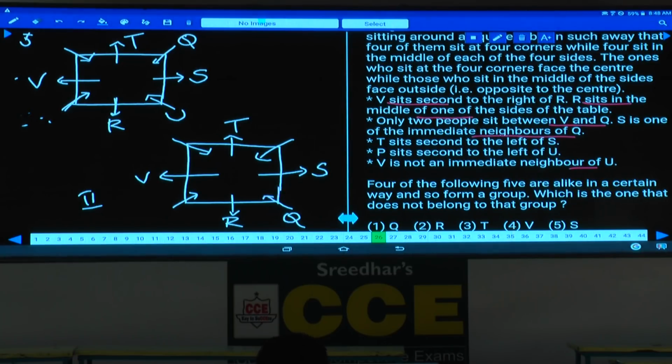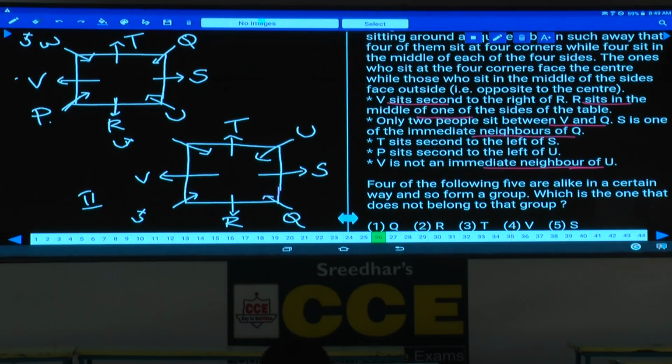Then P sits second to the left of U is valid. P will be here. If P is here, then who is the person left over? P, Q, R, S, T, U, V, W will be here. Then coming to this one, who is the person here? U. And V is not an immediate neighbor of U. U cannot be at this place, U cannot be at this place in case 2. Hence U must be here.